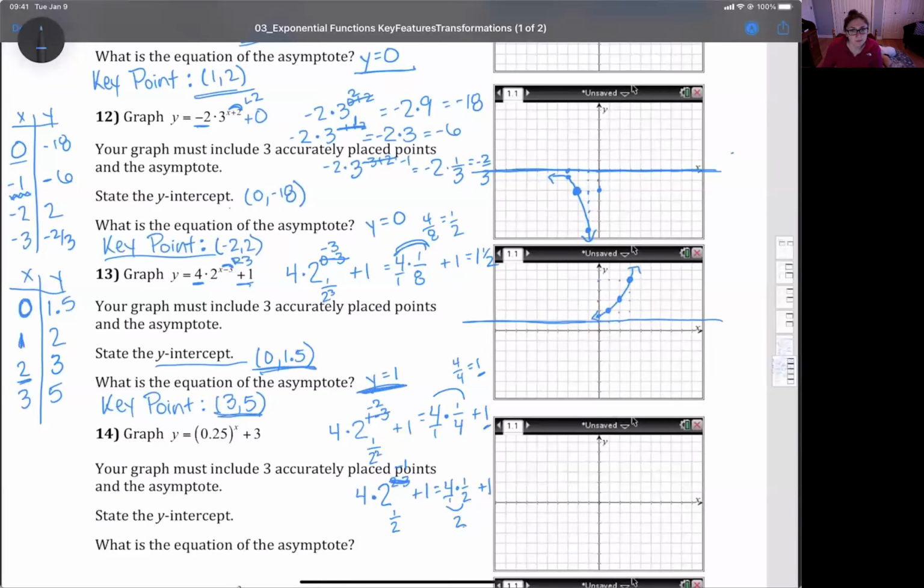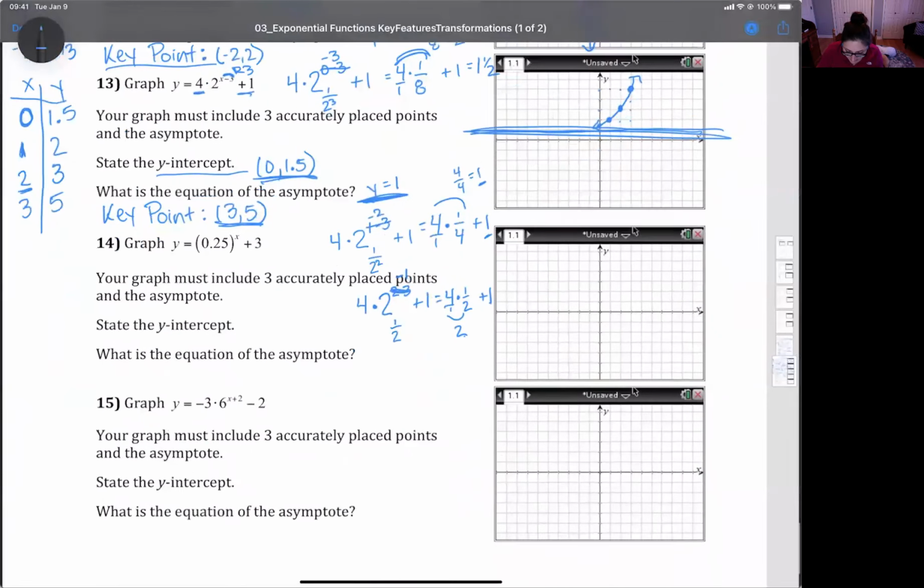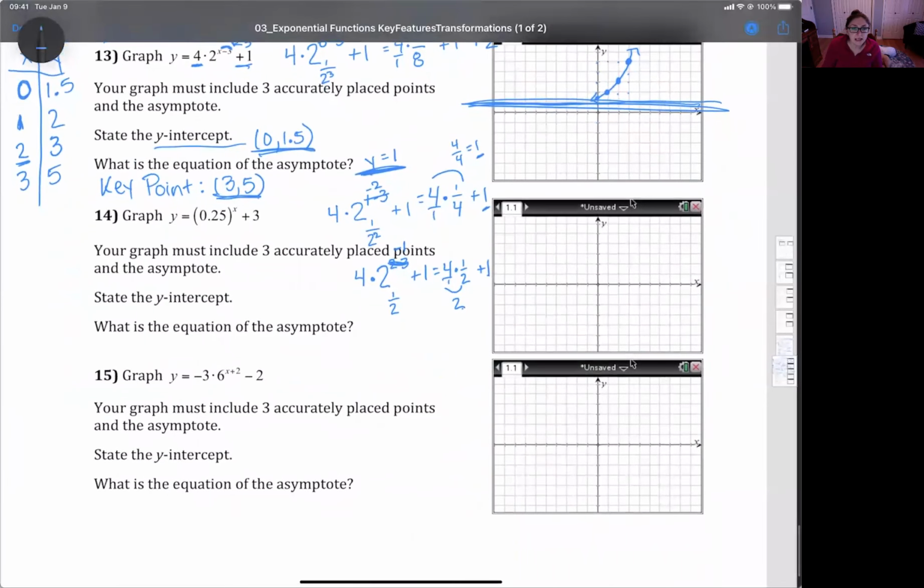Okay, so this is what I'm going to ask of you anytime that you graph an exponential function. I want 3 accurate points so we can see the shape of that graph. Just the key point doesn't tell me the shape of my graph. 3 points gives me a good shape. And you always need to include your asymptote in your graph. That's important. We need to see it, okay? So you can go ahead and try 14 and 15, and then you'll have a quick check that will ask you to do exactly this same step. So if you can do it here, you can do it there.